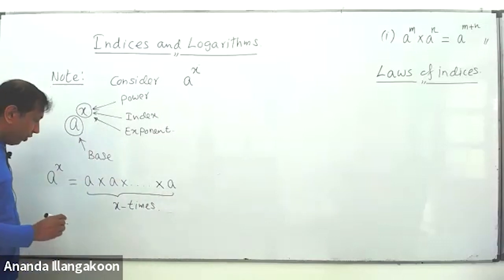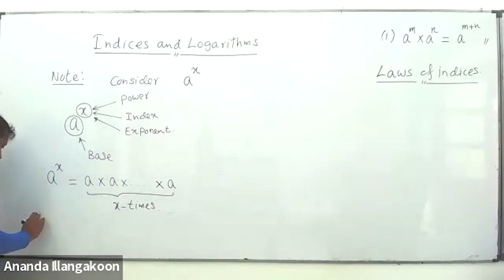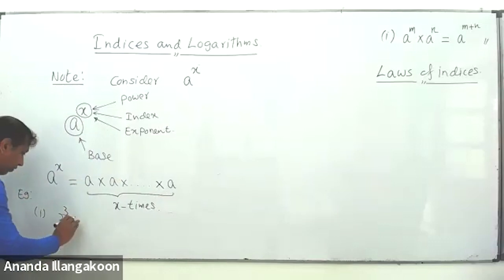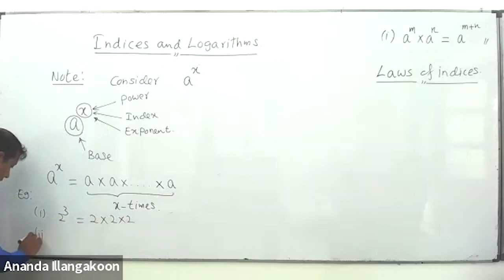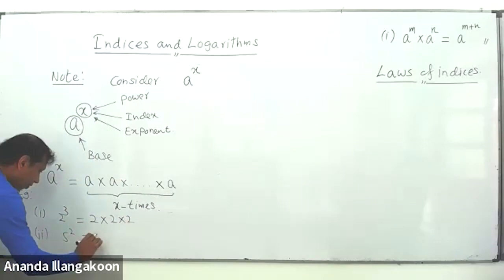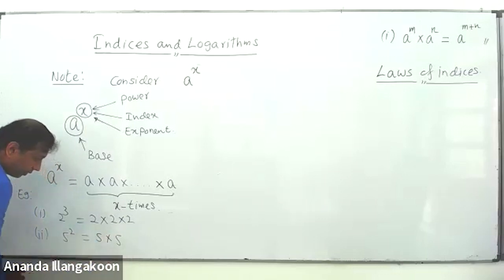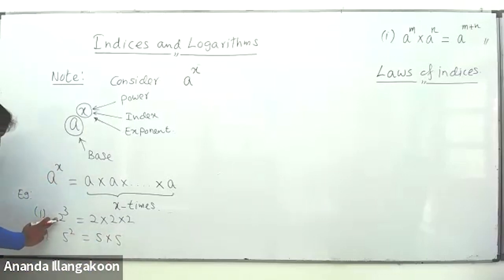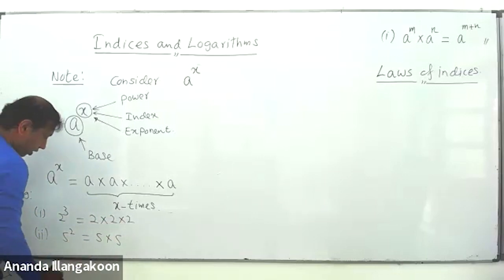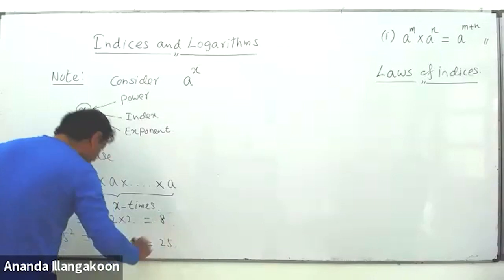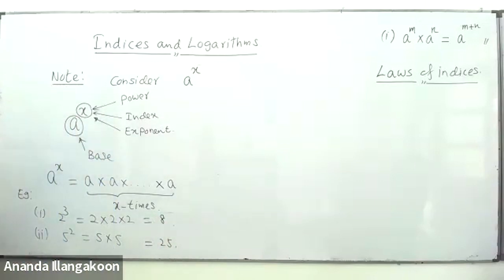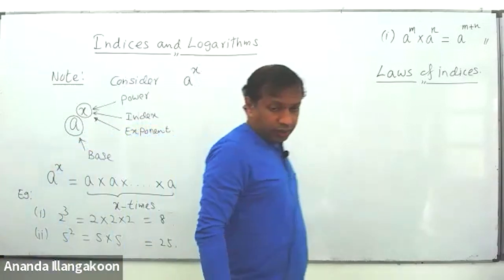For example, I can write like this. If I write 2 to the power 3, it is nothing but, people, 2 into 2 into 2. You know this already, people, but never mind, we'll write them down to remind ourselves of the things we learned. 2 to the power 3 means this 2 must be written 3 times. 5 to the power 2 means 5 must be written 2 times. So when I simplify, this is 8, and this is really 25. This is how we take them, right? Okay, I will note that down, people.